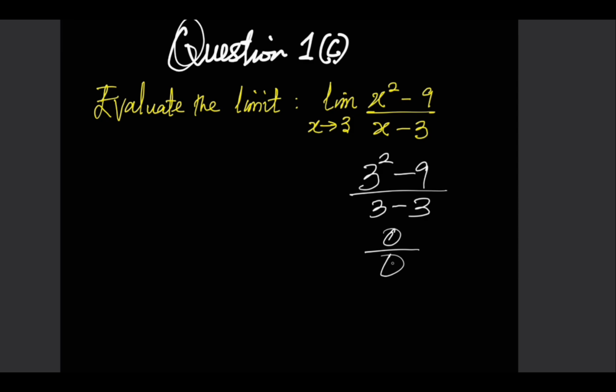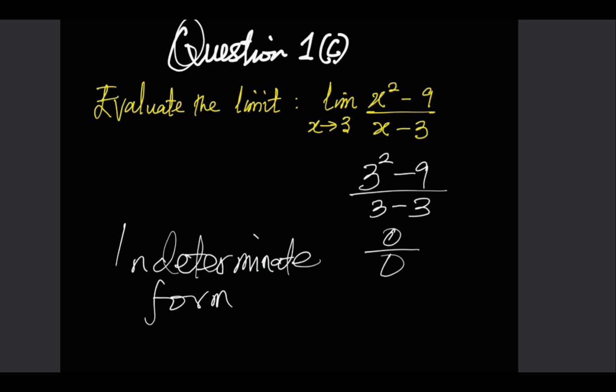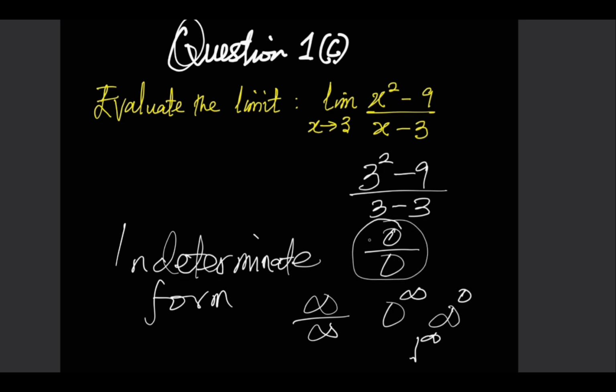This 0 over 0 is what we call an indeterminate form. This is one of the indeterminate forms. We have a lot of indeterminate forms, like infinity over infinity, 0 to the power of infinity, infinity raised to the power of 0, 1 to the power of infinity. Whenever you see 0 over 0, it is called an indeterminate form.